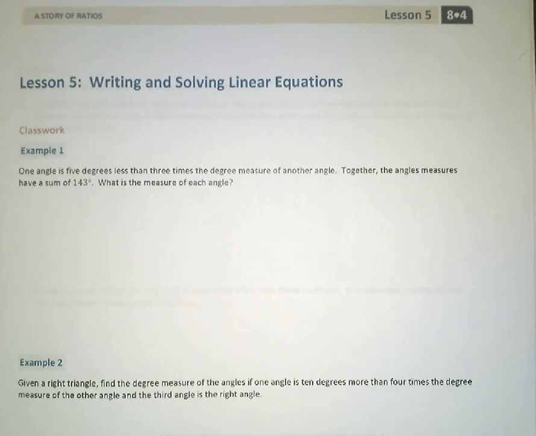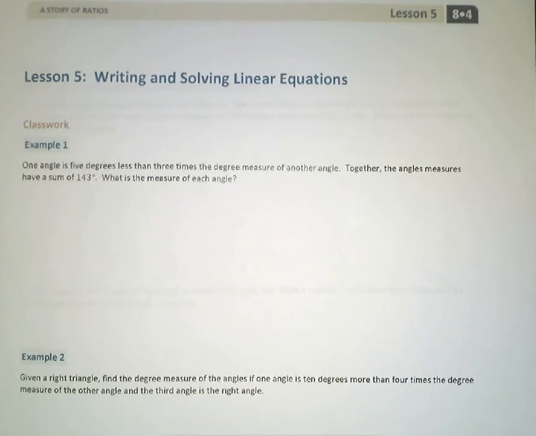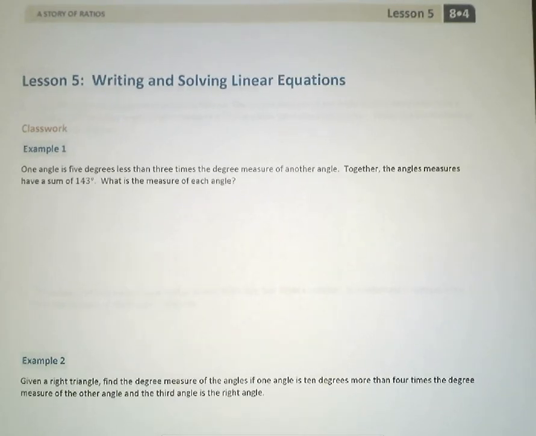One angle is 5 degrees less than 3 times the degree measure of another angle. Together, the angle measures have a sum of 143 degrees. What is the measure of each angle? So, first thing we want to find out is what do we know the least about? So let's see. One angle is 5 degrees less than 3 times the degree measure of another angle.